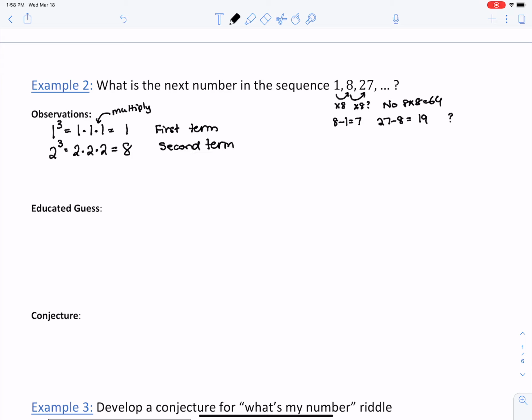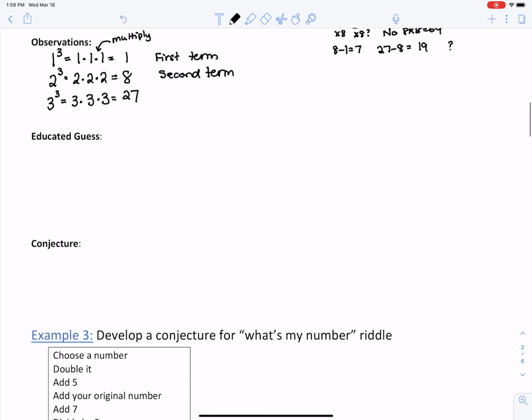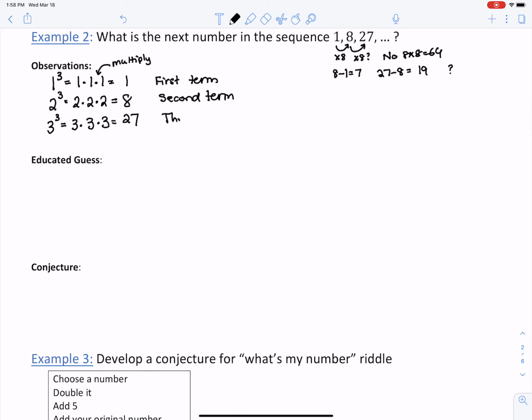So when we're doing our observations, we want to try to make it so that we're getting somewhere through observing what's happening in the scenario that's given to us. 3 times 3 times 3 is 27. Hey, this will be my third term. So these are my observations.